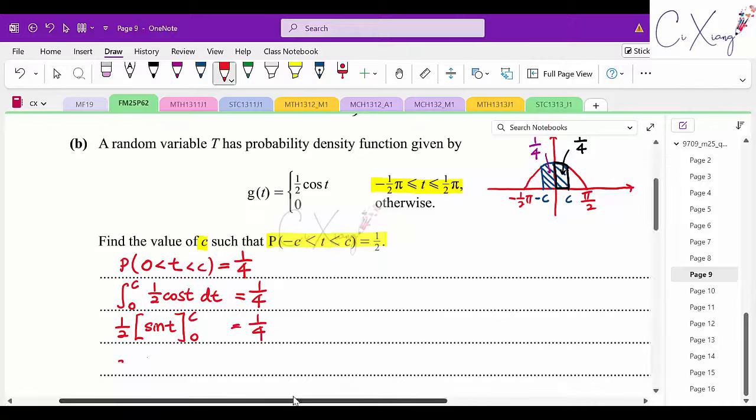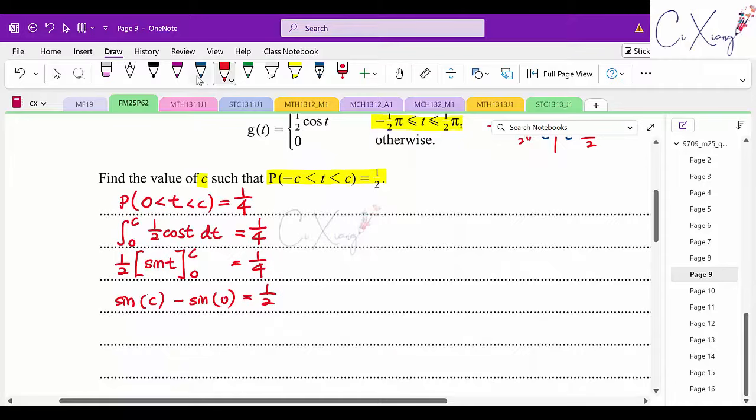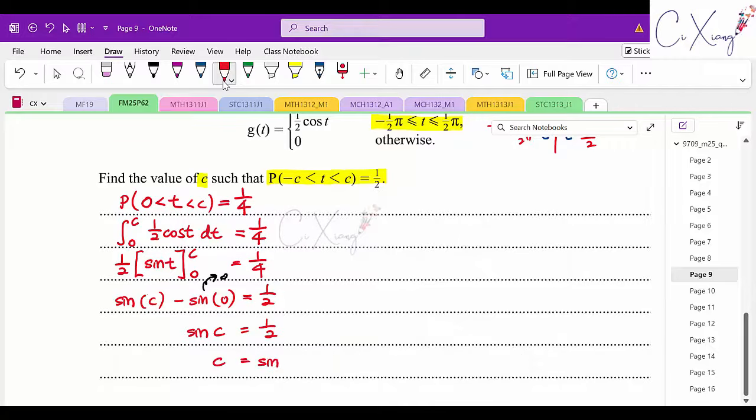Then I want to substitute the c inside the sine. So I'm having sine c minus sine 0. The half here, I will bring it over, becoming multiply by 2 on the right, so I'm having 1 over 2. Sine 0 is 0, I think you all should know about it. Therefore, sine c equals to half. How to get the c? You have to take sine inverse of half.